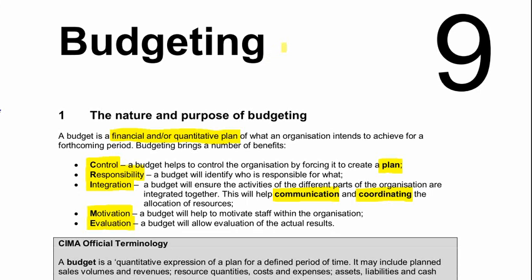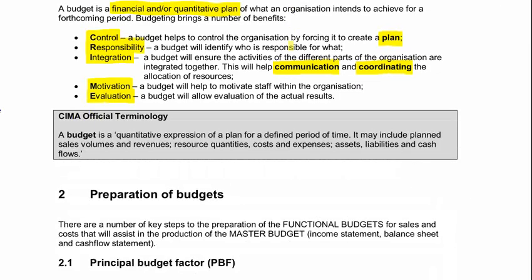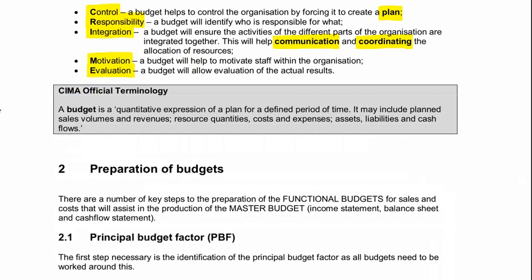Now if we just take a look at CIMA's formal definition of a budget, pretty standard stuff really here, to be honest. It says it's a quantitative expression of a plan for a defined period of time. It doesn't have to be a year, but quite often a business will do a plan for its next financial year. It says it may include planned sales volumes and revenues, resource quantities, costs and expenses, assets, liabilities and cash flows. And that's what we're going to see over the next 2 or 3 pages. We're going to see all of those things being built into the quantification of a budget.